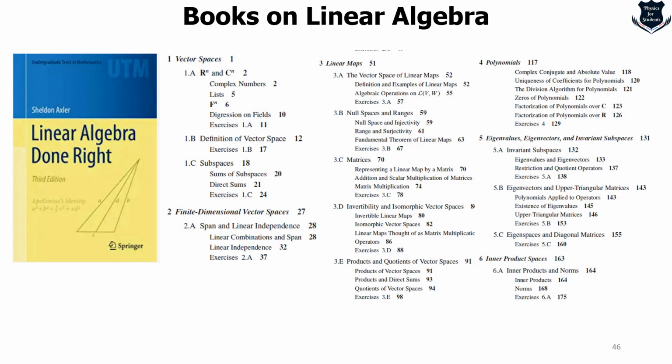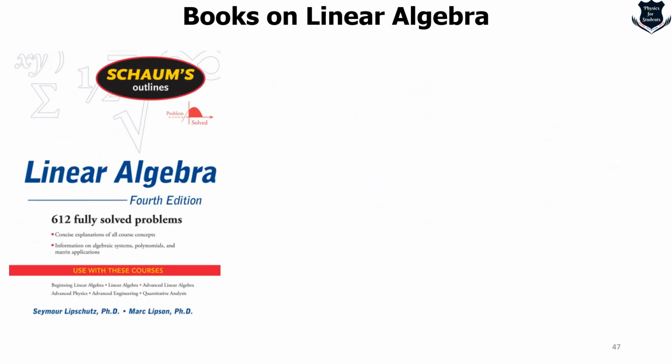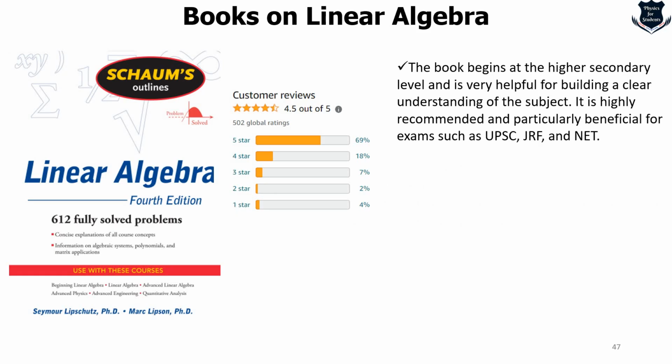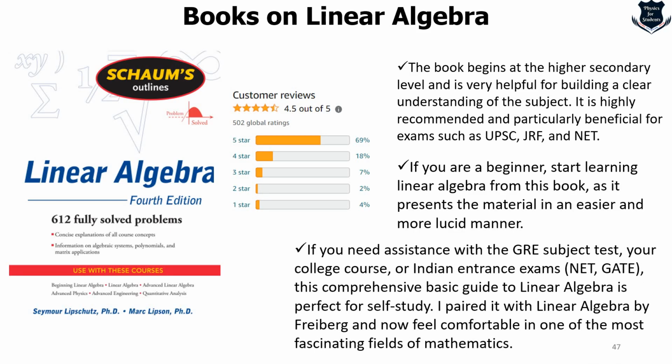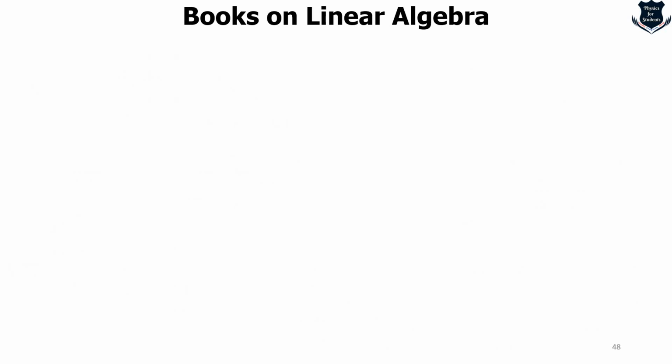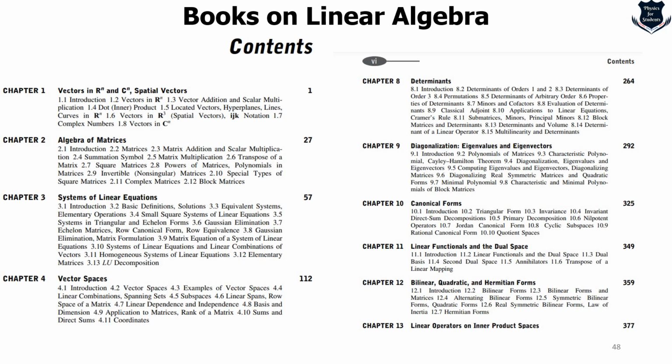On a lighter note, I would say not too much mathematical in nature would be Schaum's Outline of Linear Algebra. As you can see, this is also used for UPSC, JRF and NET, and if you're a beginner, definitely you can start with this because you can clear the further competitive examinations with this. Schaum's book has a very exhaustive content, and you can see it starts from chapter 1, algebra, systems of linear equations, canonical forms. This is very well illustrated, with a lot of good illustrations.